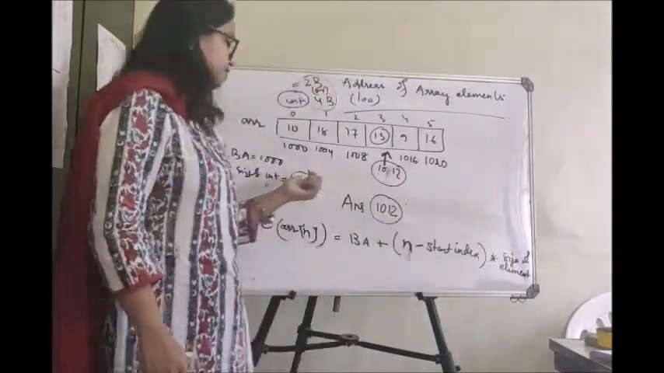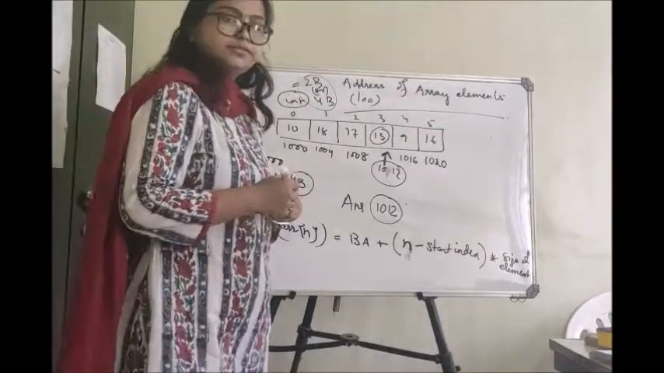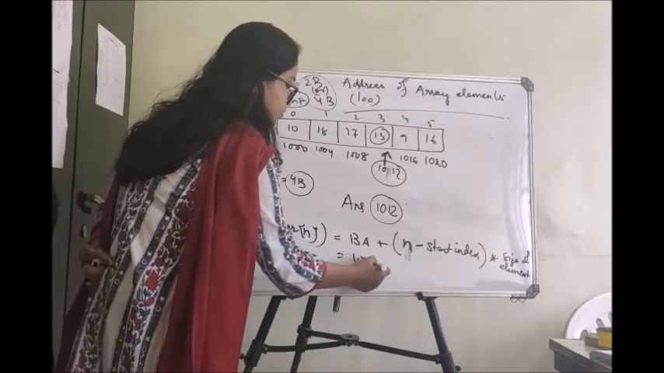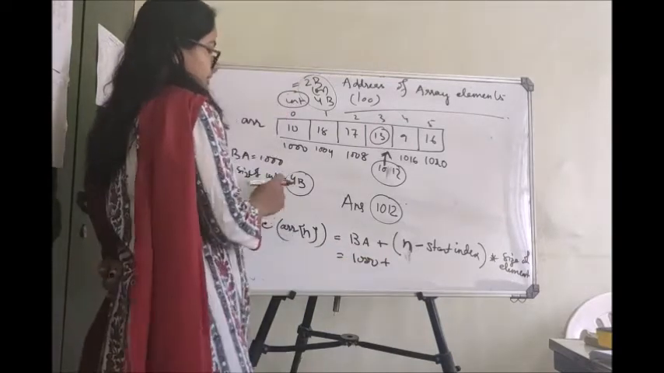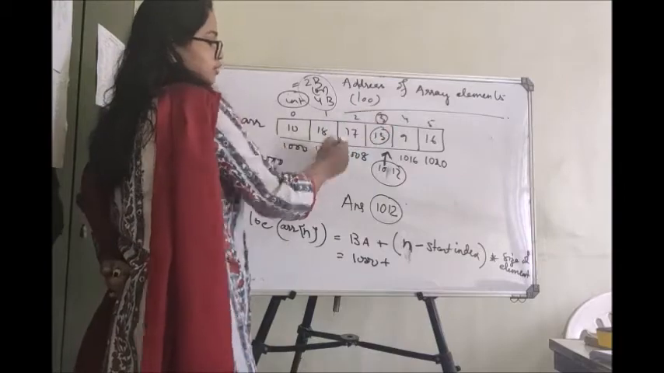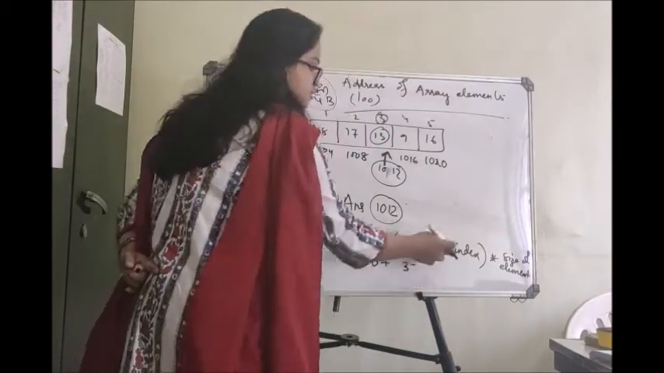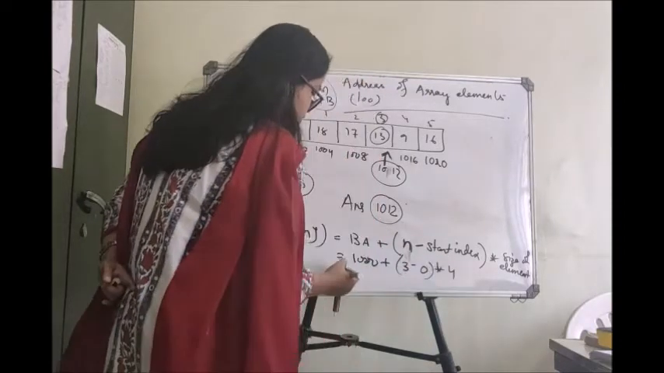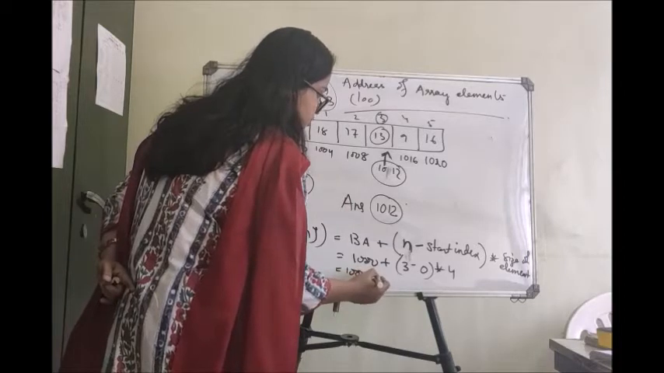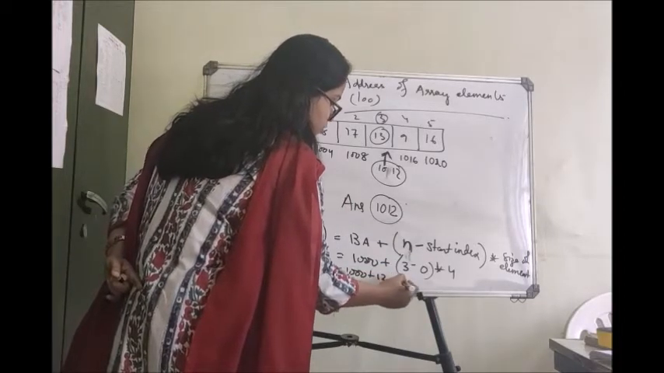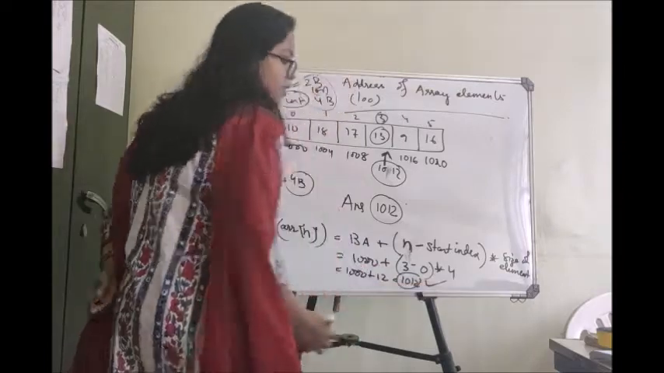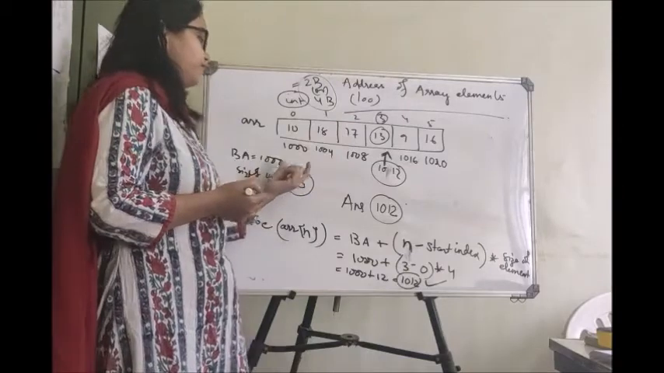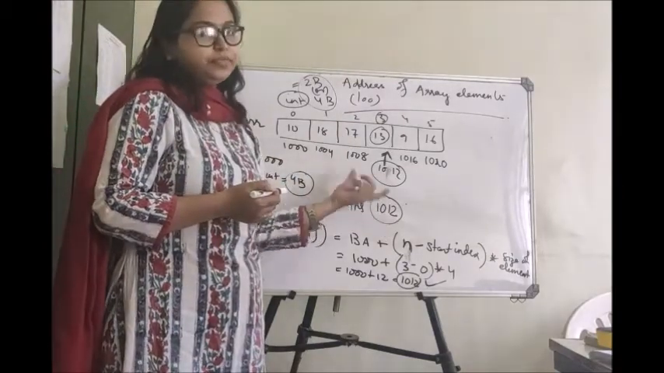Putting this scenario in this formula, let's see if our answer matches. Base address is 1000 plus n. What is n here? Third element, isn't it? 3 minus start index 0, so 3 minus 0, into size of each element which is 4. So 1000 plus 12, it comes to 1012. See, we got the answer. So this is how we calculate the location of an element in an array.